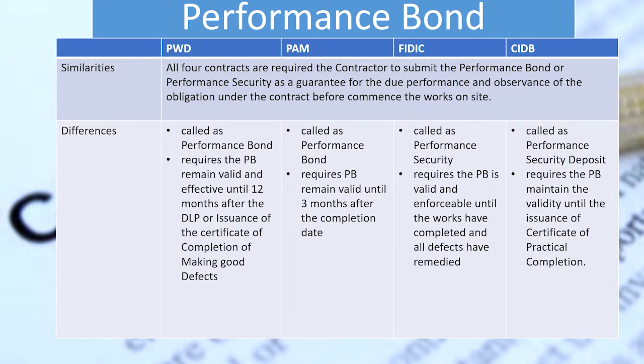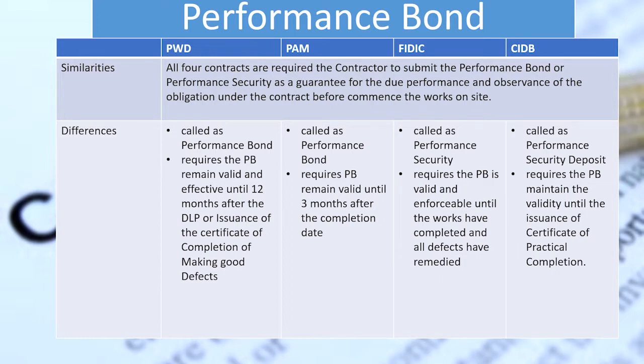For the difference, in PWD it is called the performance bond. It requires the performance bond to remain valid and effective until 12 months after the defects liability period or the issuance of the certificate of completion of making good defects. In PEN, it is also called the performance bond, same as the PWD, and it requires the performance bond to remain valid until 3 months after the completion date.